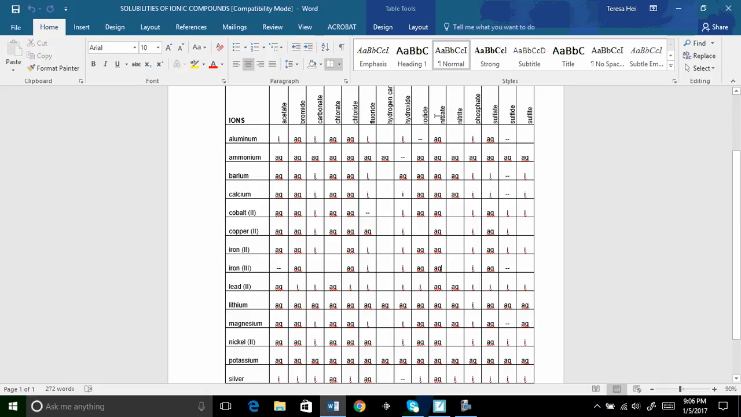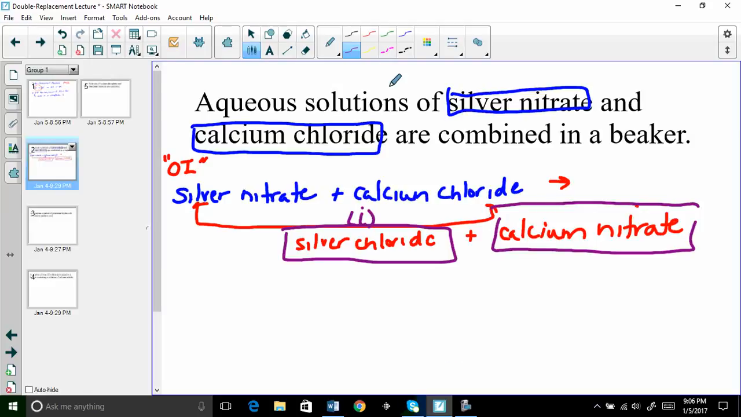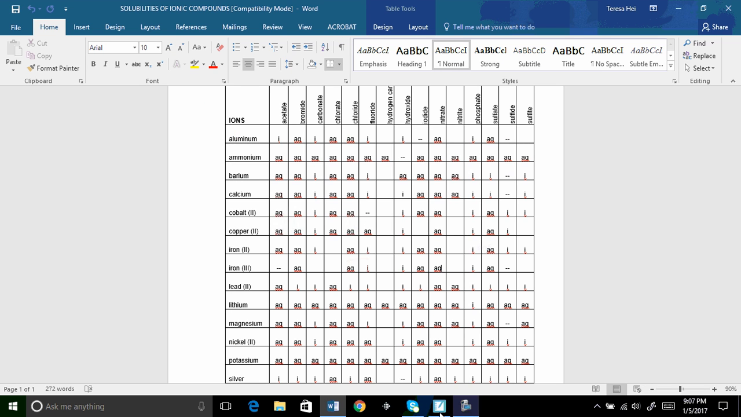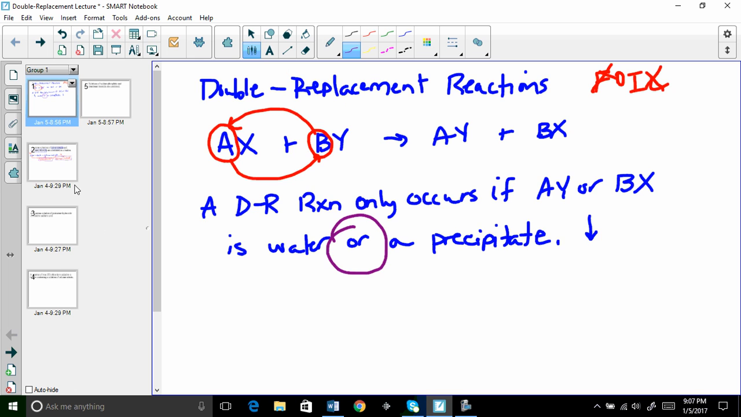Here's nitrate. So here's calcium. Calcium nitrate is aqueous, which is not a precipitate. And that's okay. One or both of them has to be a precipitate. If both of these were AQ, it would be no reaction. But this reaction does go because a double replacement reaction only occurs if one of the products is a precipitate, or, not and, or one of the products is water. And so this reaction goes, well, if the reaction goes, then you have to write it.